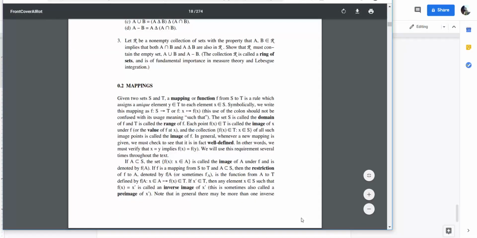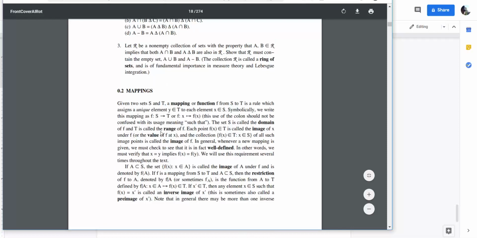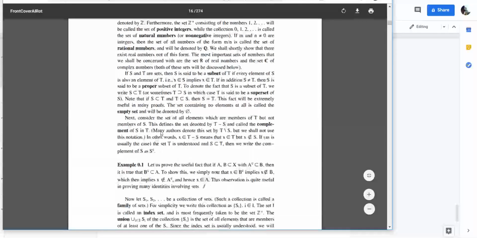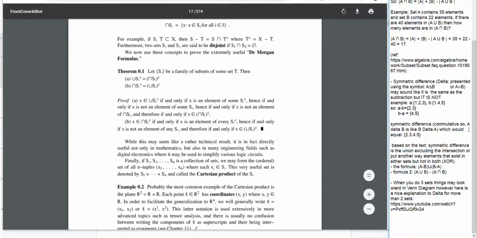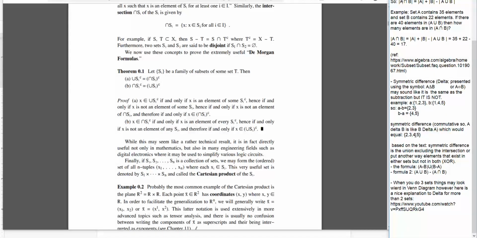Okay, so we stopped at section 2.2 with mapping. We went through sets, and we learned tons about sets. The summary is basically that the last topic we covered was symmetric difference and what it means.